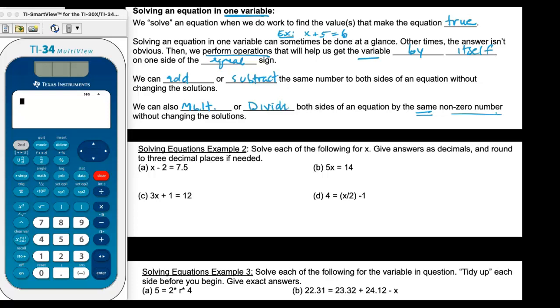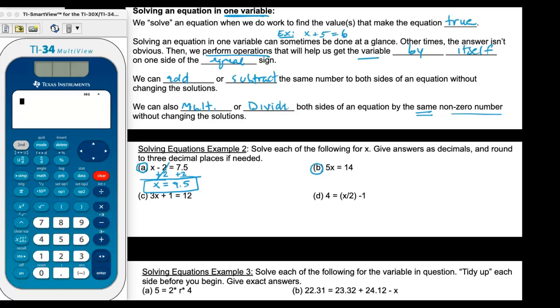So let's jump into example 2. We're going to solve for x, and then we're going to round to 3 decimal places if needed. So in part A, we want to get x by itself. Right now there's a minus 2. I'm going to do the opposite to get rid of it. So if I add 2 to this side, I'm going to add 2 to the right. And if I do the same thing to both sides, it keeps it balanced. So minus 2 plus 2, those cancel out, and then I'm left with an x on the left, and 7.5 plus 2 is just 9.5. And so our answer is 9.5 for that one.